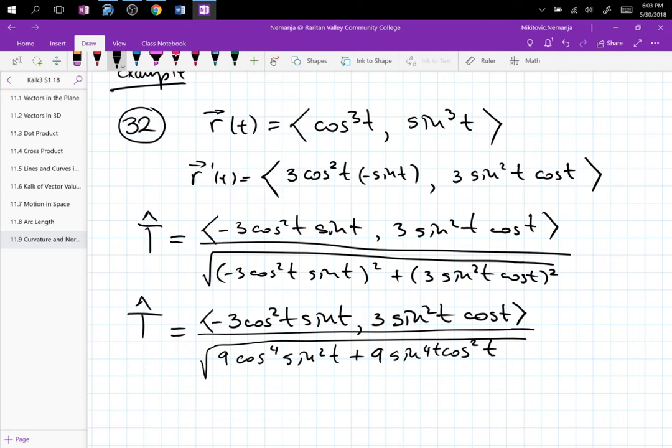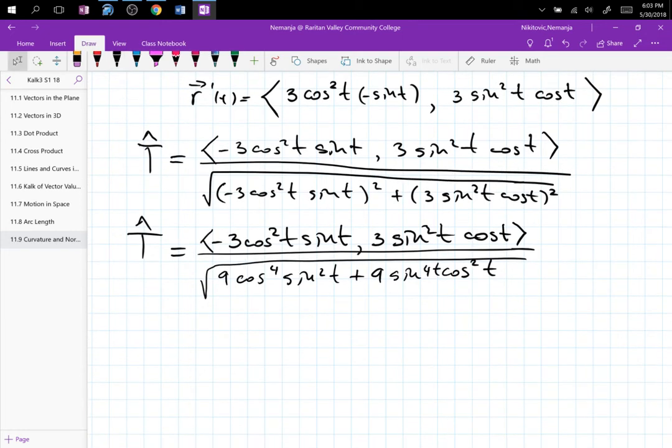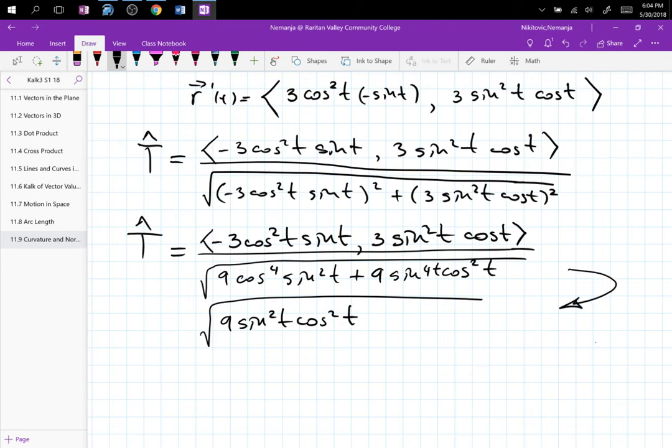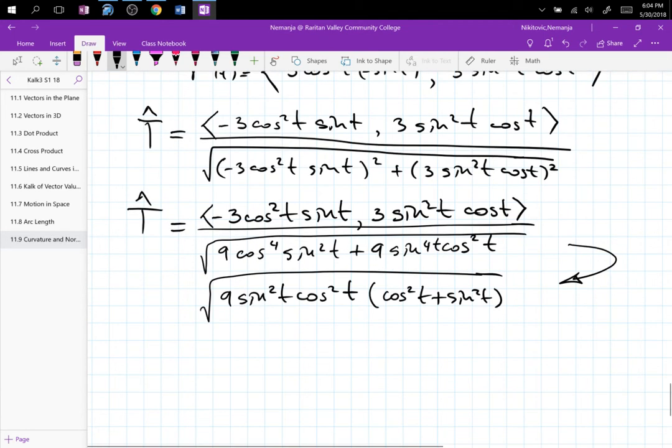Okay. So we clearly have to deal with the denominator, and as you can see, you can factor out 9 sine squared t cosine squared t. If you factor that, what's left is cosine squared t plus sine squared t, and that's 1, right? And you can take the derivative of this. So it actually works out pretty well.